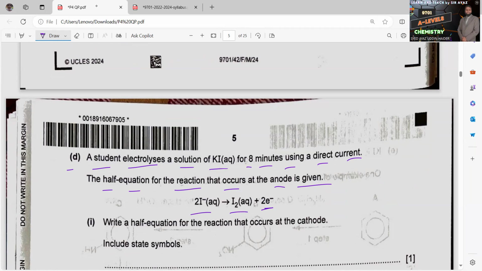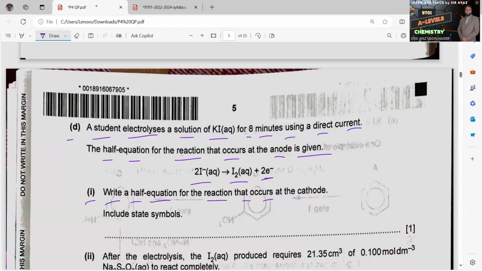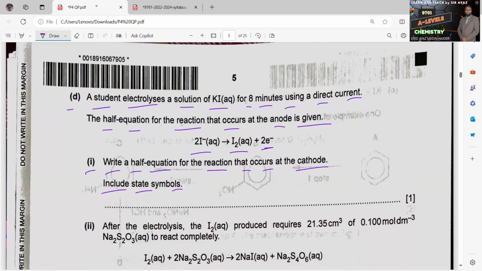Number 1, write a half equation for the reaction that occurs at the cathode. Include state symbols. So you have to include the state symbols for this question. Recall potassium is above hydrogen in the reactivity series, so hydrogen must get discharged at the cathode. So the equation must be 2H+ (aq), it's a reduction reaction, plus 2 electrons, and we get hydrogen gas. This will be the final equation.